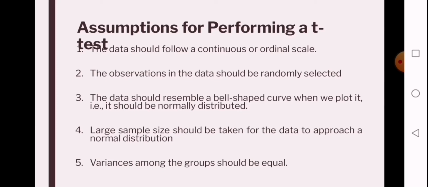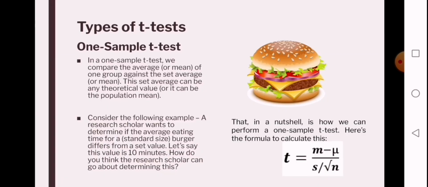Fourth, a large sample size should be taken from the data to approach a normal distribution. And lastly, variances among the groups should be equal. Okay, so there are three types of t-tests we can perform based on the data at hand. First, we have the one sample t-test, second, independent two sample t-test, and third, paired sample t-test.